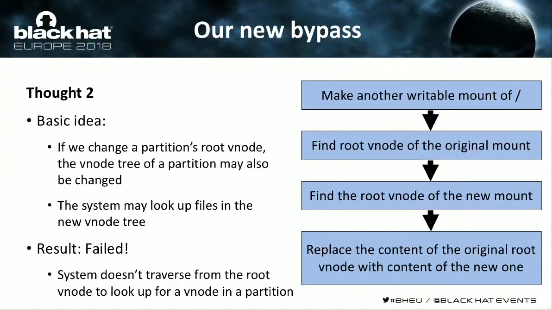Then comes the second thought. Maybe we can make another writable mount of the root partition and replace the original root vnode with the new mounted root. Then the system may look up files from this new root. But this attempt also fails, since the system does not traverse from the root vnode to look for a vnode. So this attempt fails.